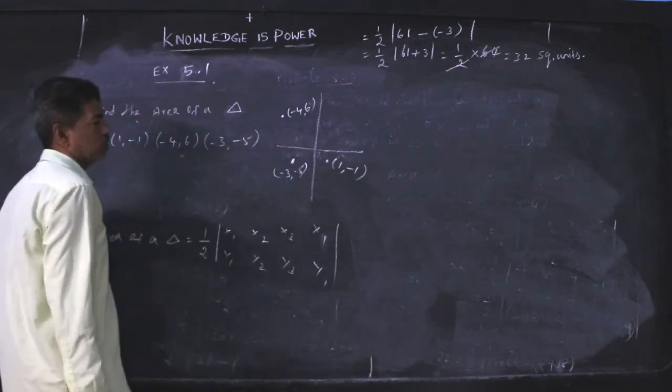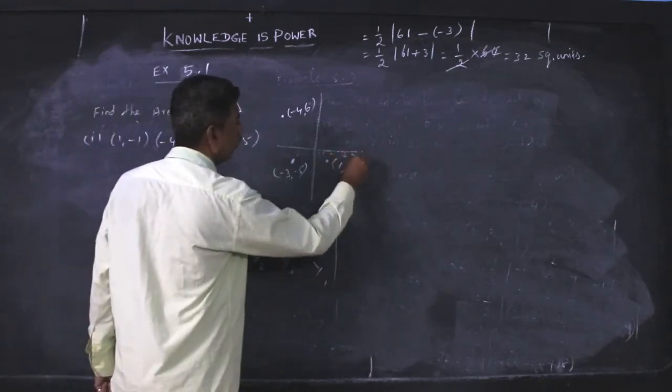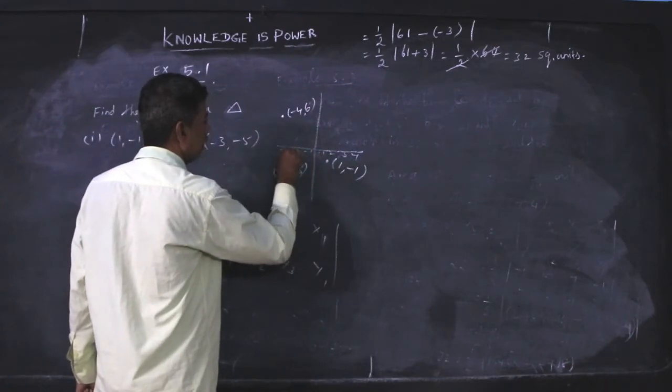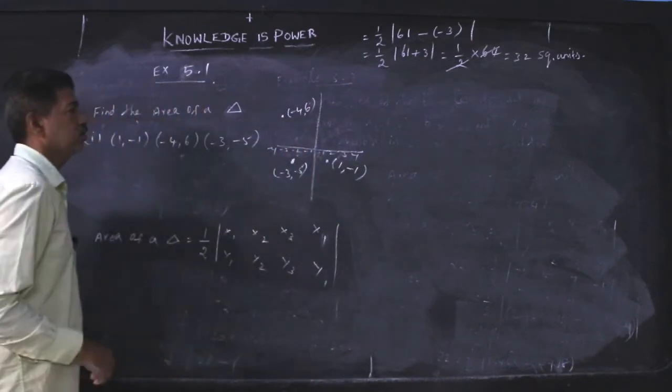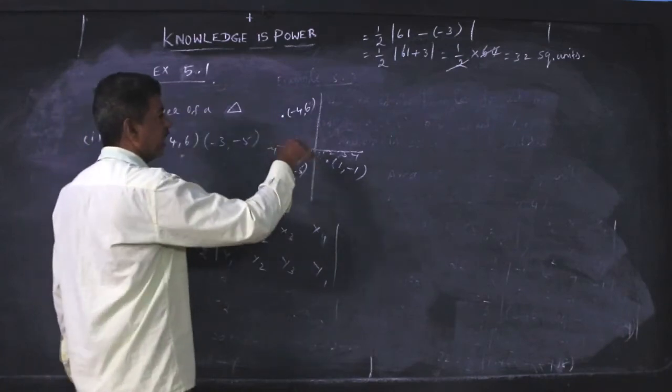1 comma minus 1. In the graph we put 1, 2, 3, 4 like that, minus 1, minus 2, minus 3, minus 4 like that. Okay, so by practice we can judge like this where it will become.